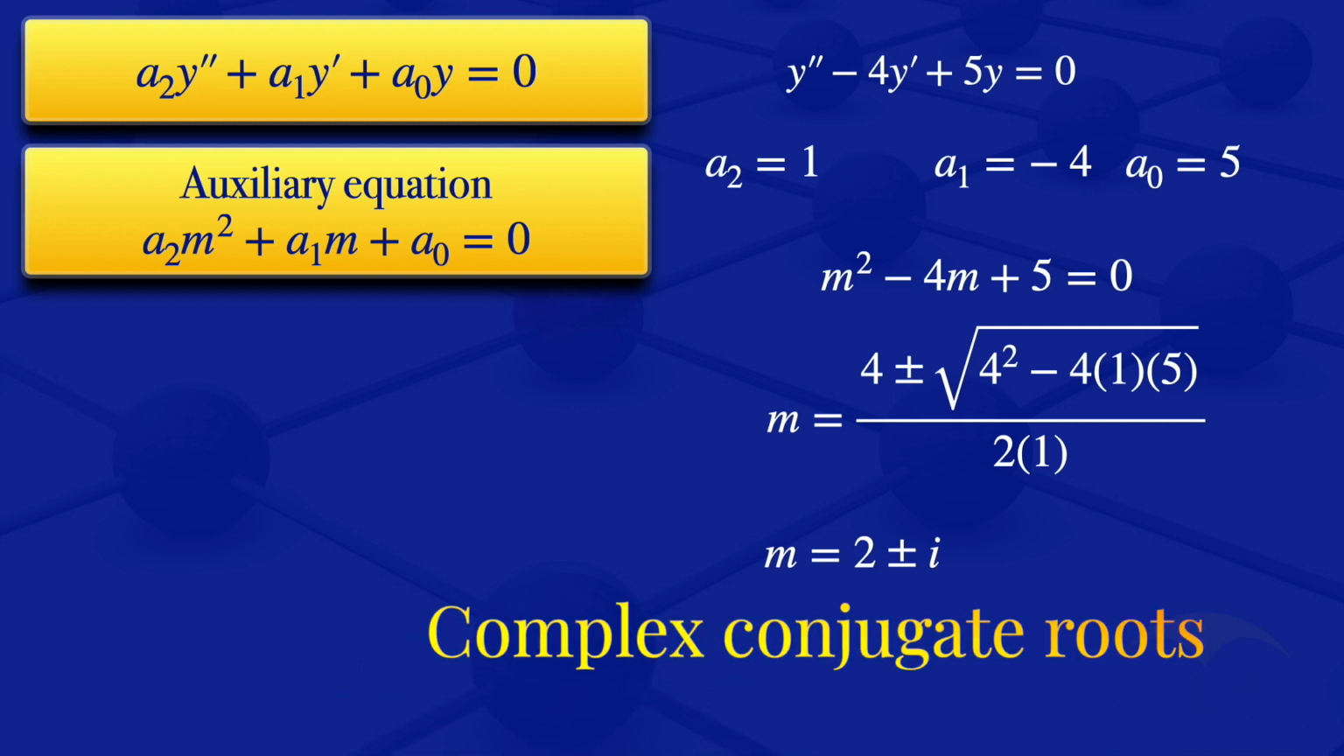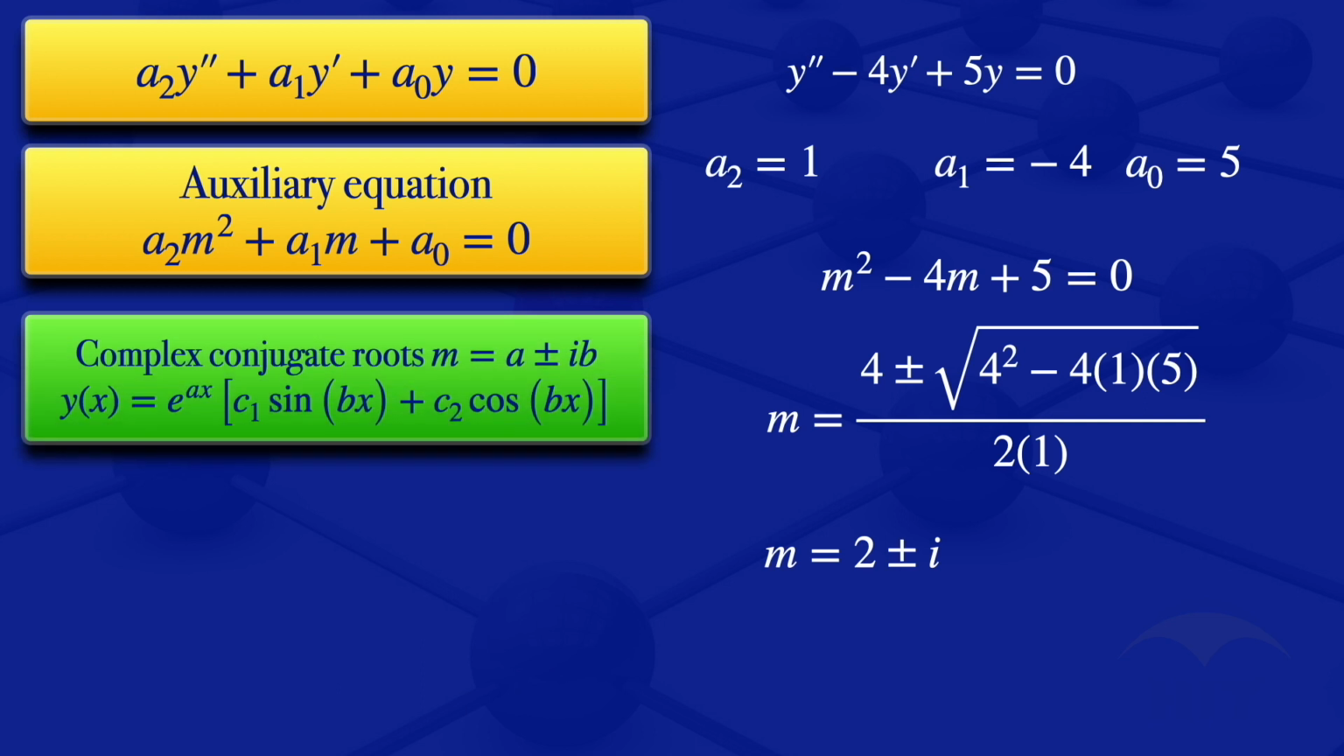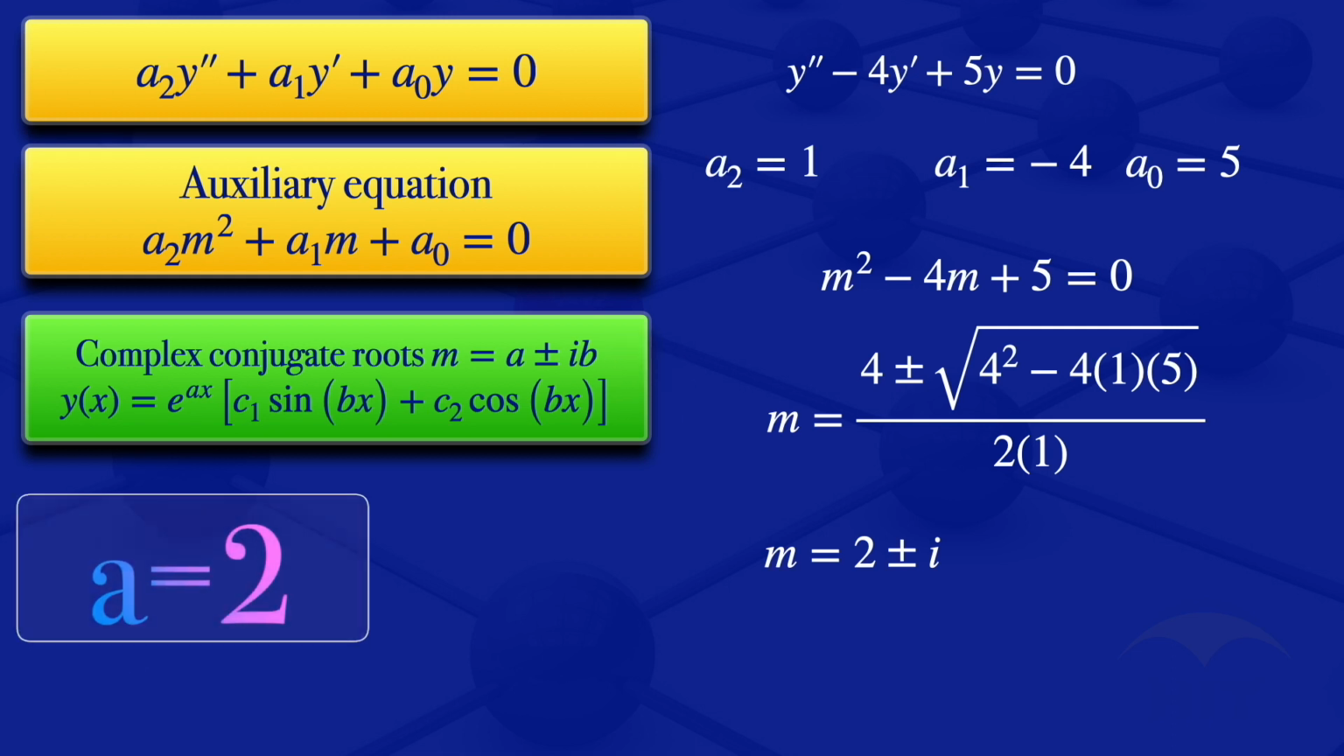When we have complex conjugate roots, m equals a plus or minus ib. The general solution is e to the power ax multiplied by c1 multiplied by sine of bx plus c2 multiplied by cosine of bx. So comparing the roots that we have there, 2 plus or minus i, with this one here, a plus or minus ib, we see that our a there is a 2. Our b, the coefficient of the i, is a 1.